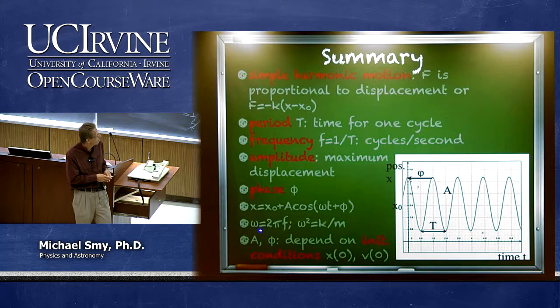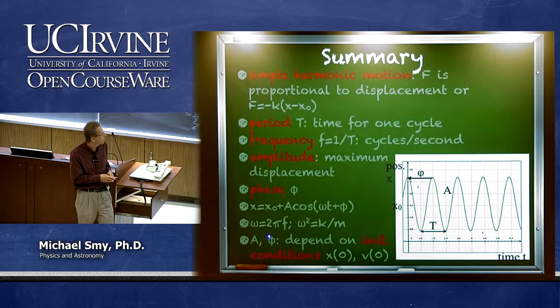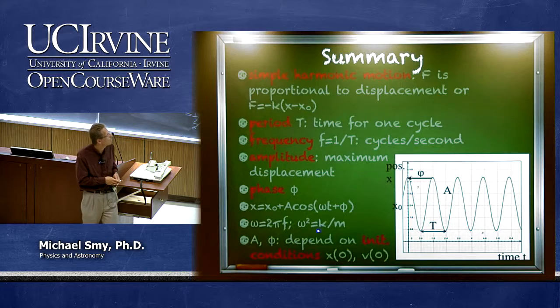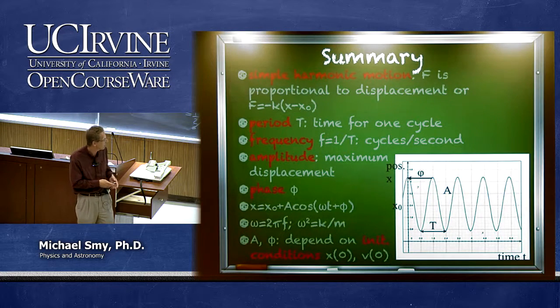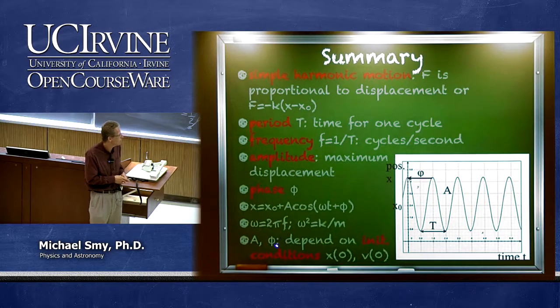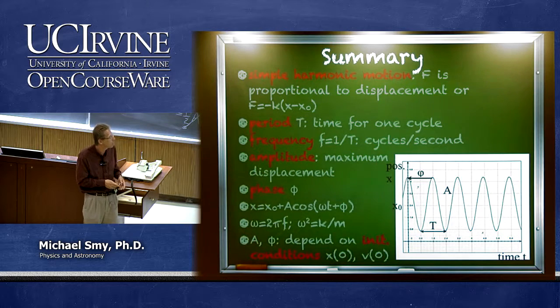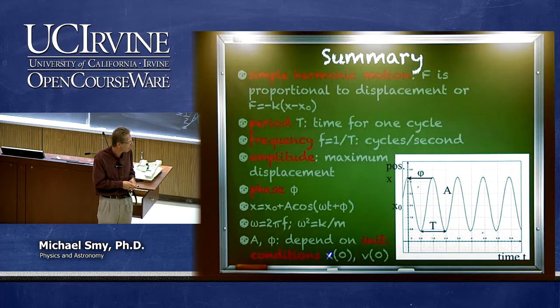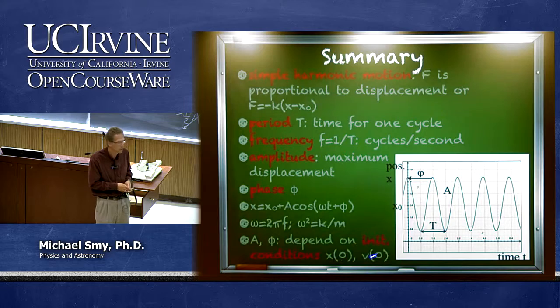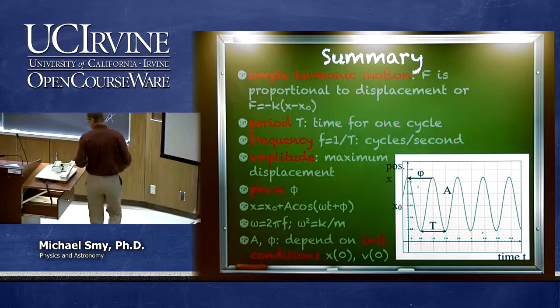The omega, or the angular frequency, is 2 pi times the frequency, and omega squared is given by the ratio of the spring constant divided by the mass. And the amplitude and phase depend on the initial conditions, meaning what happens at time equals 0, what displacement and what velocity you have.